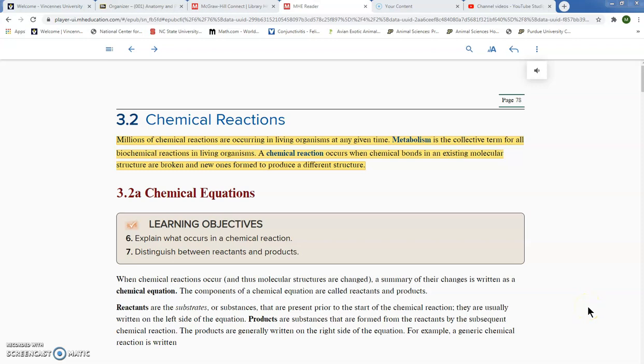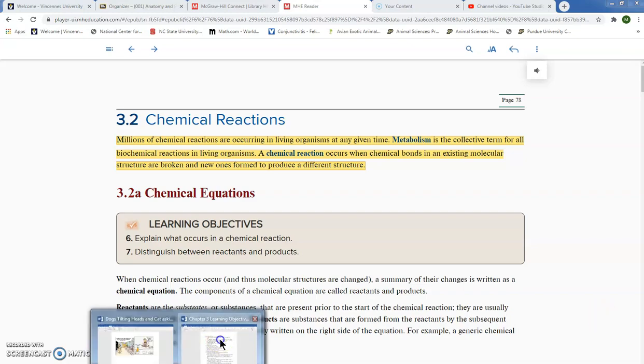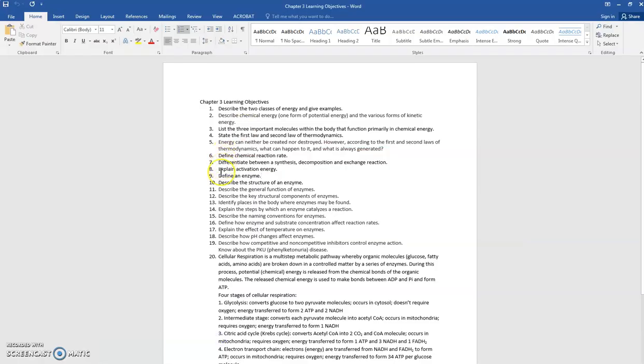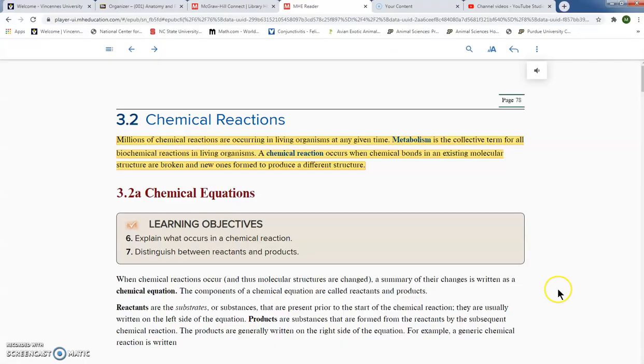Alright, AMP1 students, in this video we're in chapter 3 and we're going to continue with it and start talking about chemical reactions. So let me show you the objectives. Number 6, 7, we'll probably talk about 8 and 9 here too. These are the objectives that pertain to chemical reactions. So let me go back to our textbook.